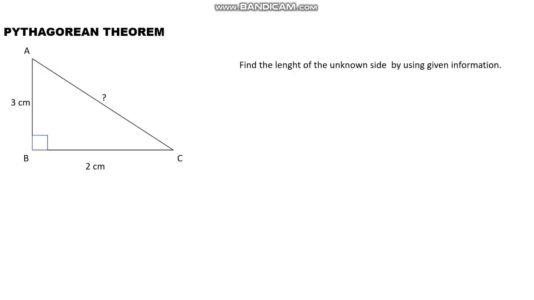Okay, now we will solve problems about them. Let's focus on the first question. Find the length of the unknown side by using the given information. In this example, the unknown side is our hypotenuse, and we can see that this is a right triangle. We can apply the Pythagorean theorem.